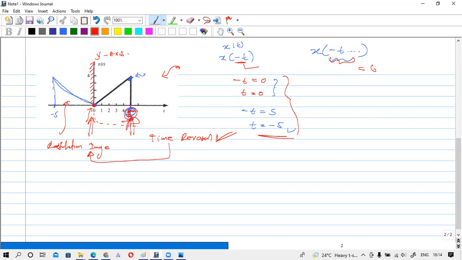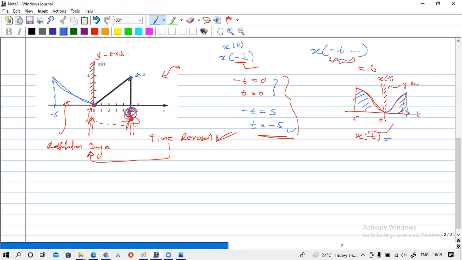reflection around the y-axis. So what if you are given this type of signal, from 0 to 5? What will x(-t) look like? This is x(t) with respect to t, and it is just like this. What will x(-t) look like? If you consider this y-axis as a mirror, the reflection will give you x(-t). So it will look like this. This is our time transformed signal. We get the reflection of this one.